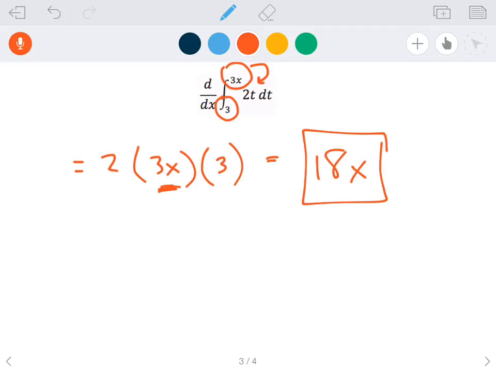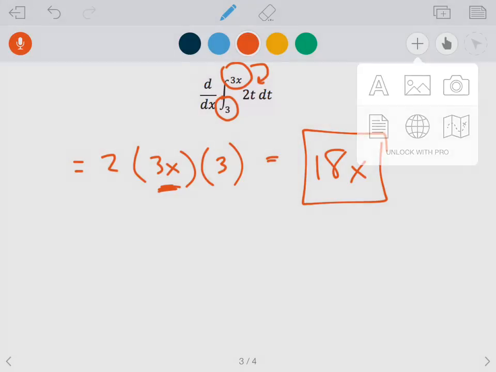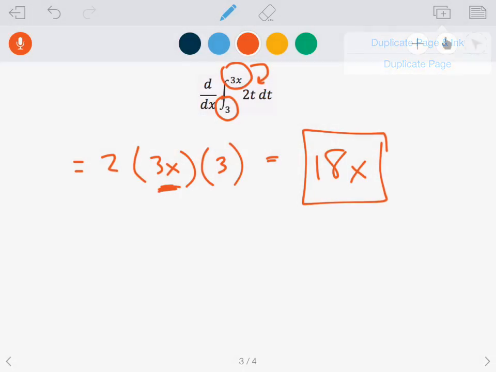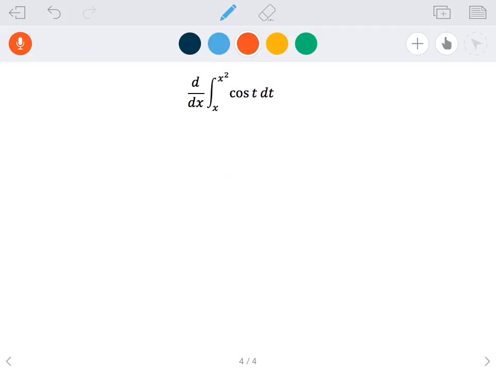Let's do one more. That's not what I want. I just want to add a slide. We'll come back to this problem. I want to do another one. I didn't make a slide for it. Just a little bit of practice with that.